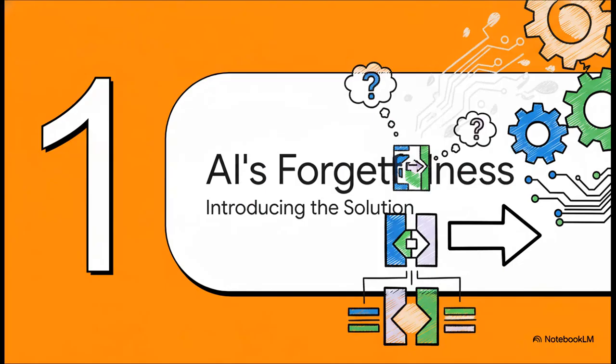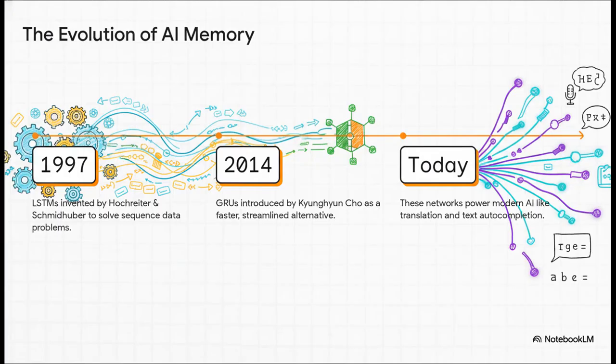So, how do you fix an AI's terrible memory? Turns out, you don't just give it a bigger memory. You have to give it a smarter one. And that's where the hero of our story comes in, the long short-term memory network, or as everyone calls it, the LSTM. Now, this wasn't some overnight success story.